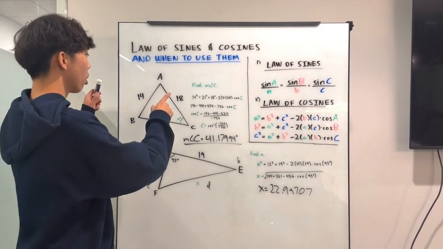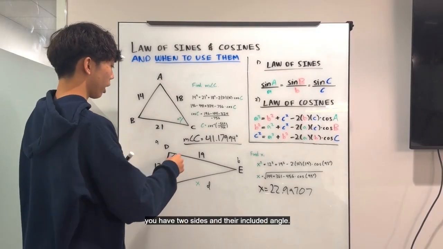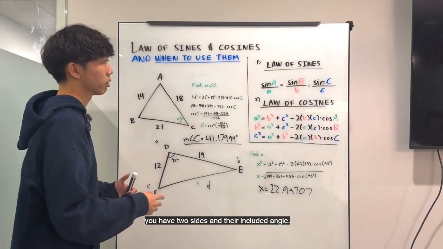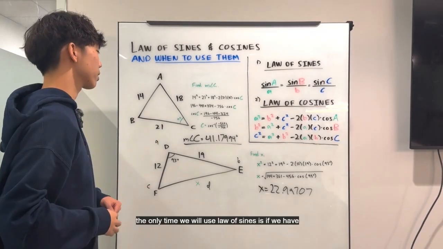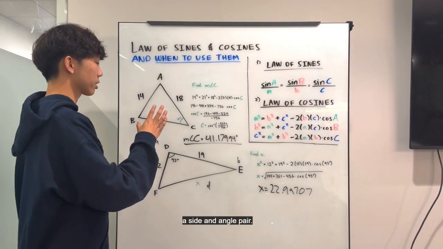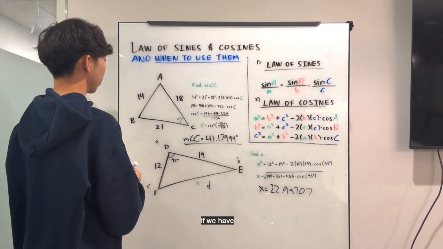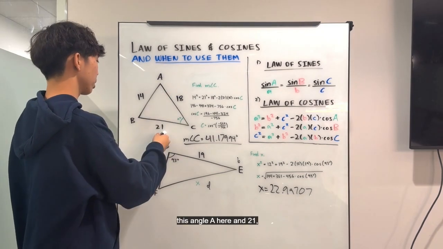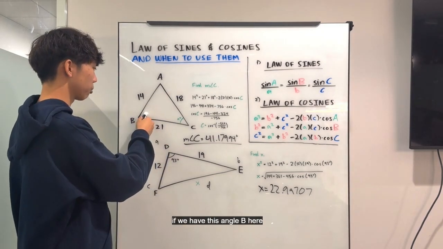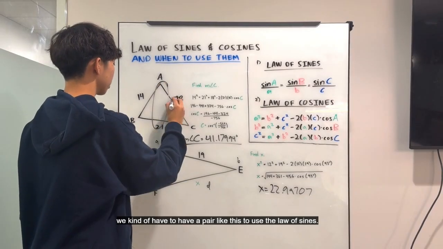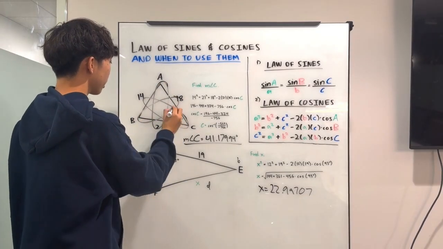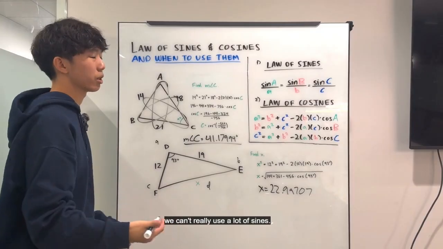These are the two main cases where you use the law of cosines: either when you have all three sides, or when you have two sides and their included angle. To tie it back to previously, the only time we use the law of sines is if we have a side and angle pair. For example, if we have this angle A here and 21, or this angle B here and 18, we have to have a pair like this to use the law of sines. Without that, we can't really use it.